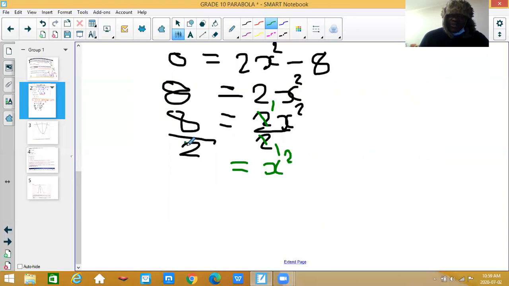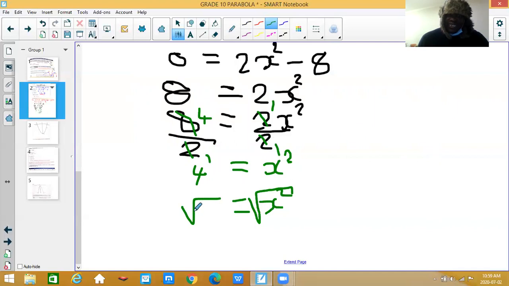You say 2 into 2, 1. 2 into 8, 4. On the left-hand side, we remain with a 4. But we have not yet found x, this is the value of x squared, not x. So when you want to find the value of x, you find the square root both sides. You find the square root of x squared and the square root of 4.